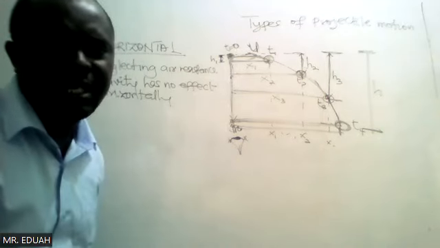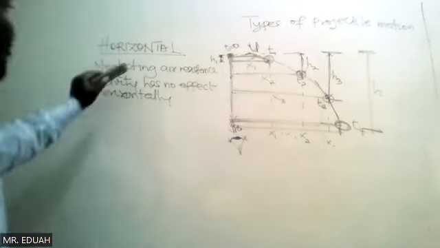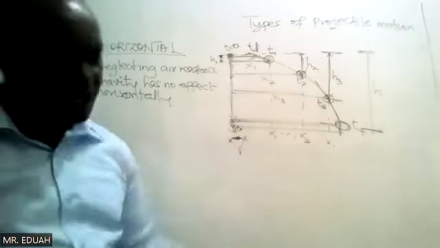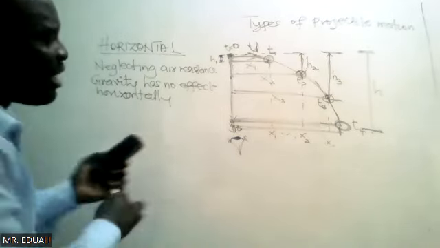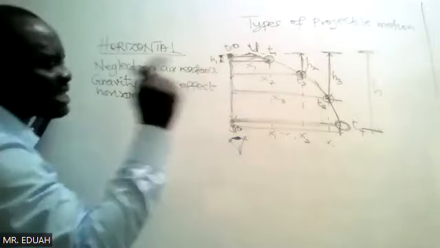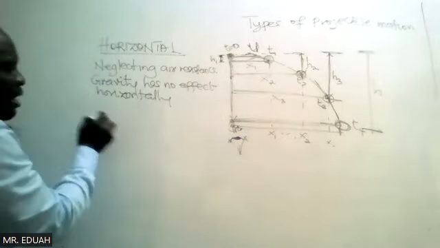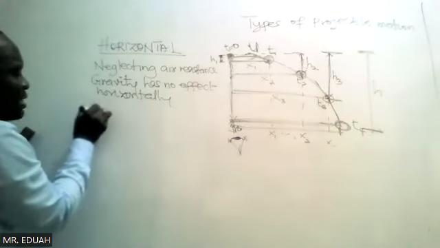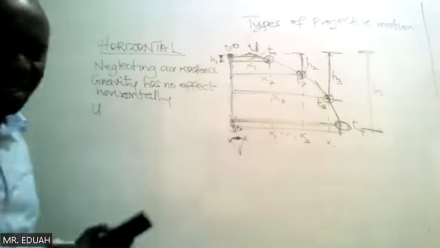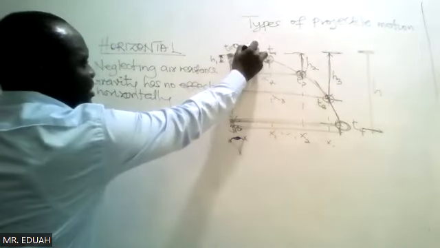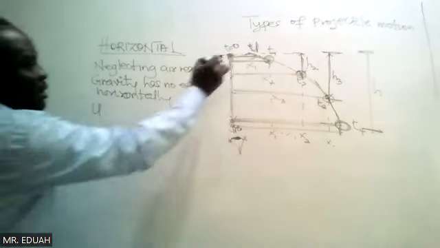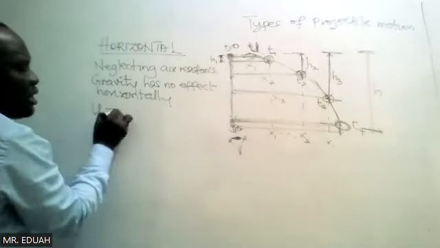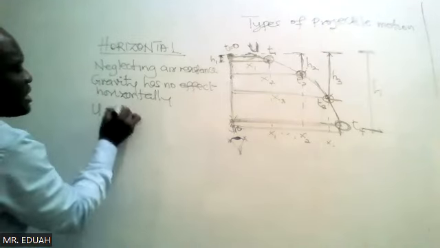If the force of gravity and air resistance are neglected, gravity has no effect horizontally. What we can deduce is that the body's velocity horizontally will never change. So the body's initial horizontal velocity, u, is equal to the body's final velocity, v.